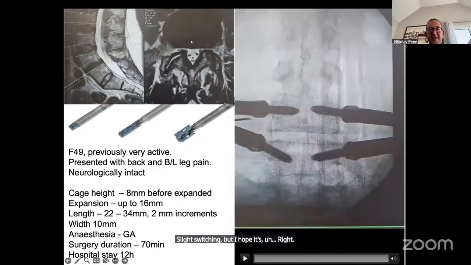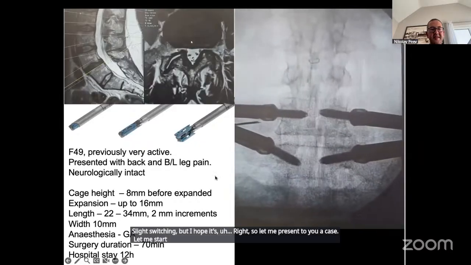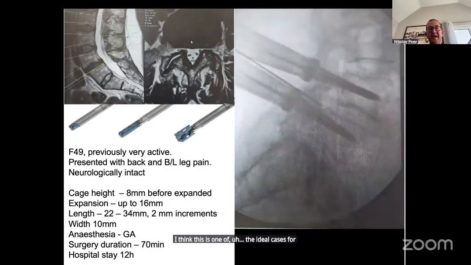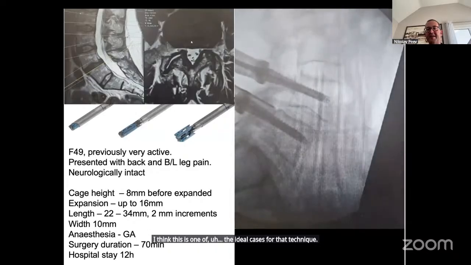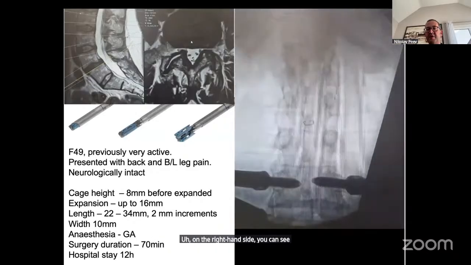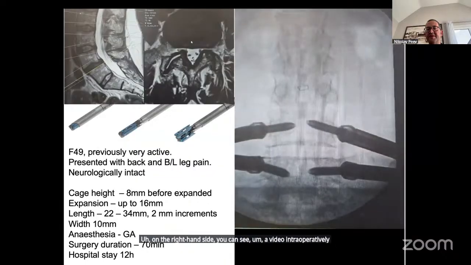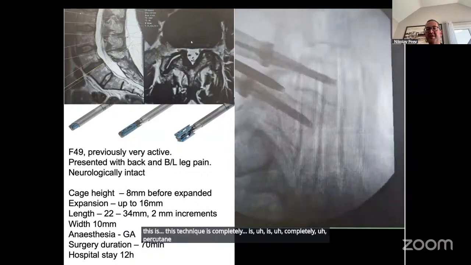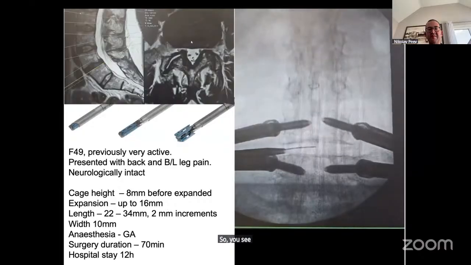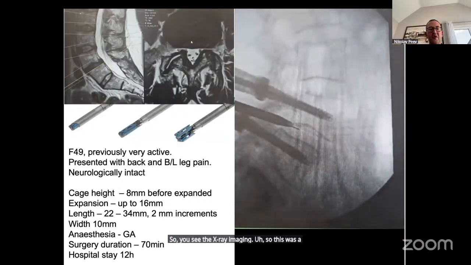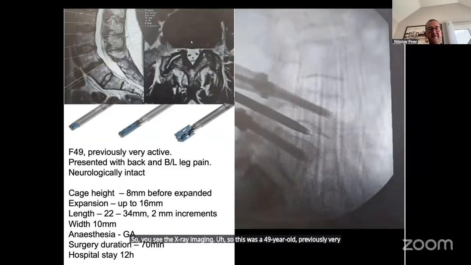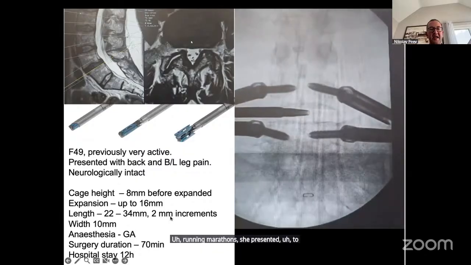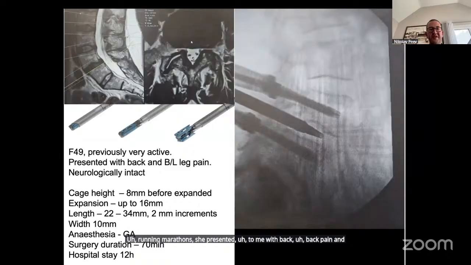So let me present to you a case. Let me start with a case. I think this is one of the ideal cases for that technique. On the right-hand side, you can see a video intraoperatively, because this technique is completely percutaneous. So you see the X-ray imaging. This was a 49-year-old, previously very active female running marathons. She presented to me with back pain and bilateral leg pain, and she was neurologically intact.